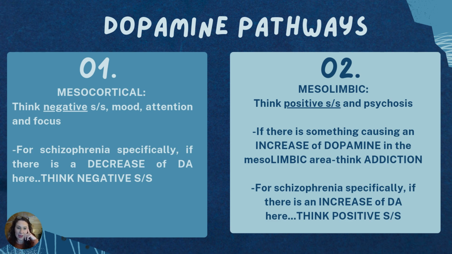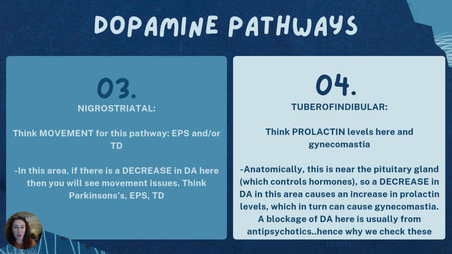Mesocortical, think negative signs and symptoms of schizophrenia. You're going to think if there is a decrease in dopamine here, we've got that low mood, that anhedonia, that lack of focus. We've got the flat affect. Mesolimbic, we're thinking emotions. We're thinking the hyper. We got too much dopamine. We're thinking delusions, hallucinations, positive signs and symptoms for that mesolimbic. Let's go on to the next 2.